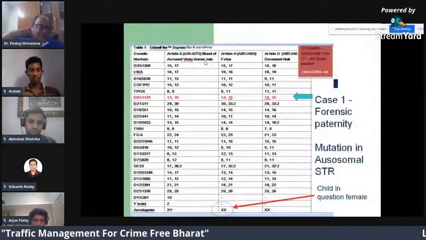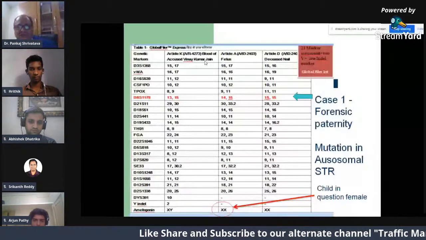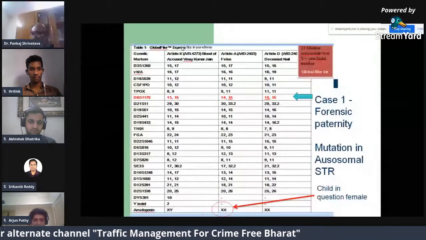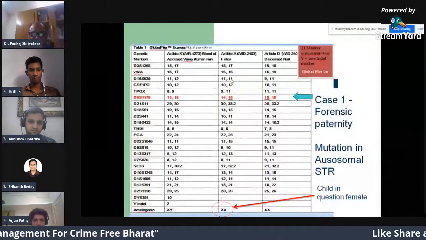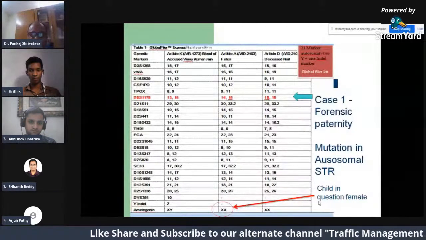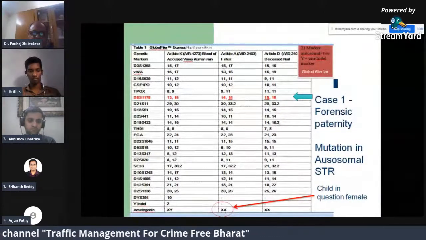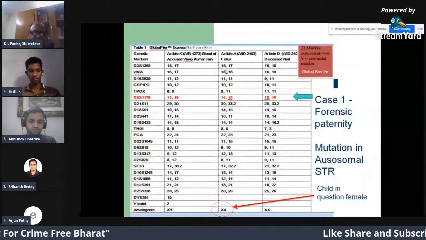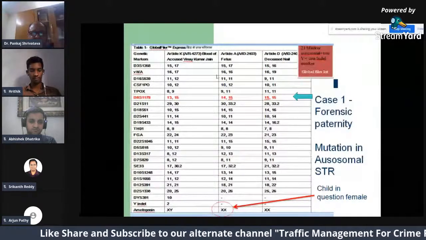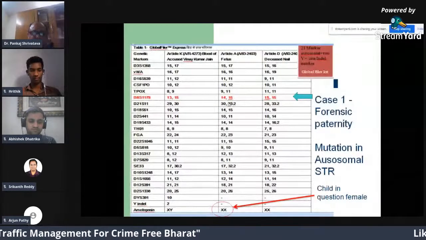Now, there are certain variations as well which are observed, as I said earlier, like in case of mutations, because this is a biological phenomenon and mutations also happen. Like in this case, if you see this particular fetus, we generated a DNA profile, and the child in question was female, because here you can see XX. On every point, you see there is a match. 15, 17, 16 means one from father and one from mother, every point. But on this particular point, there is one mismatch.